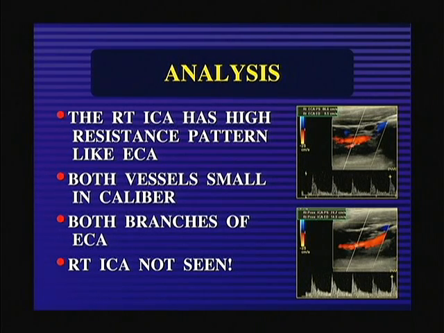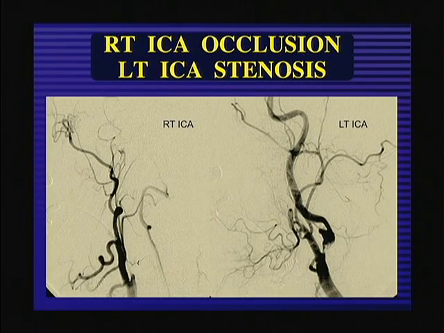And this was confirmed at arteriography, where they show that there is no right internal carotid artery, just branches of the external. They also confirmed that there was a high-grade stenosis of the left internal carotid artery. So we have a right ICA occlusion that was missed and a left internal carotid artery stenosis. So the take-home point here is we not only have to look at the waveforms, but we also have to look at the vessels. Both of these vessels were small, had high resistance waveforms. We were really looking at branches of the external.